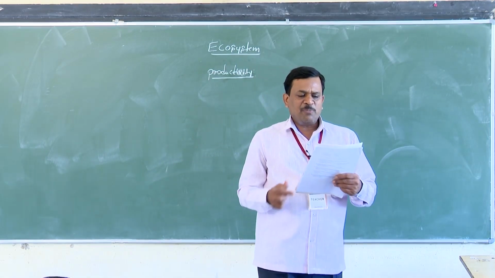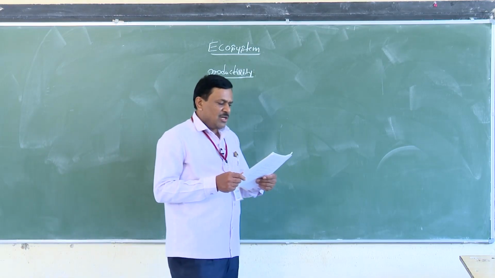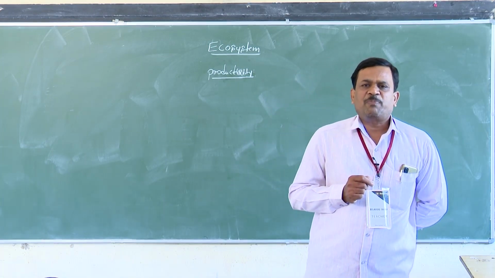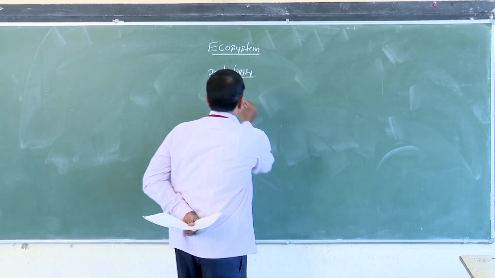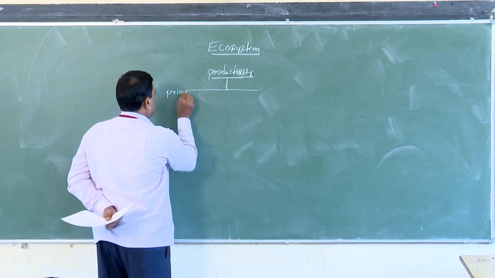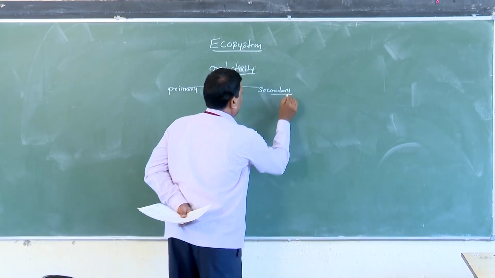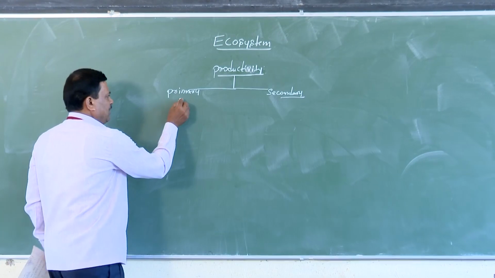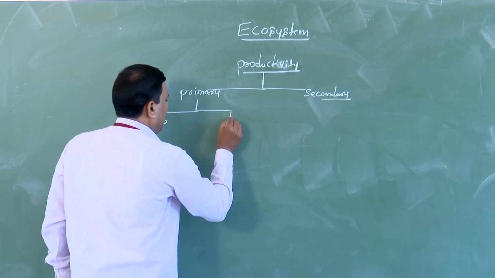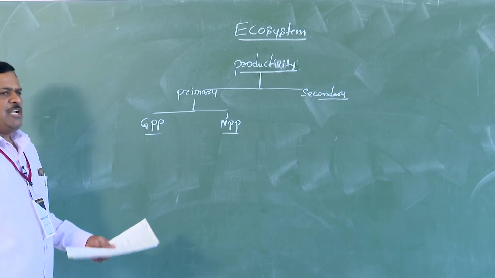There are 2 types of productivity: primary productivity and secondary productivity. Again, the primary productivity is of 2 types. One is gross primary productivity, GPP. The second one is net primary productivity, NPP, students. GPP, gross primary productivity, and NPP, net primary productivity.